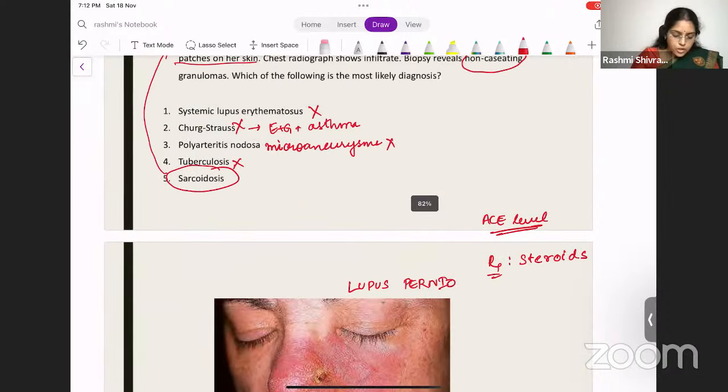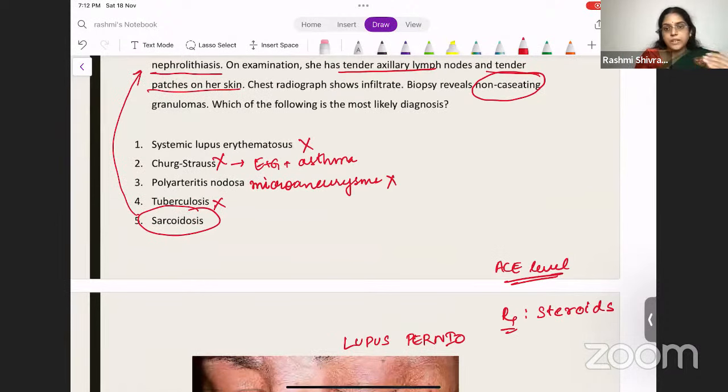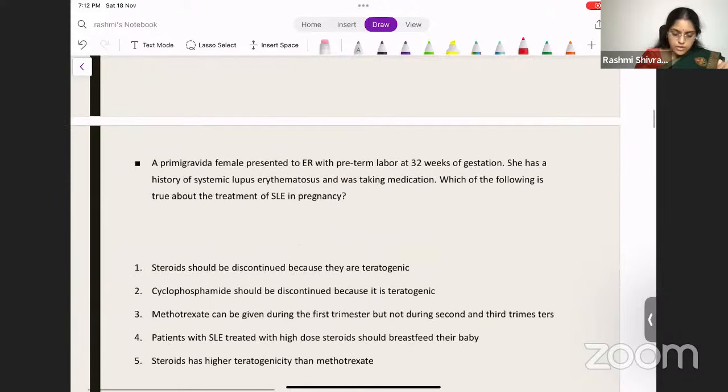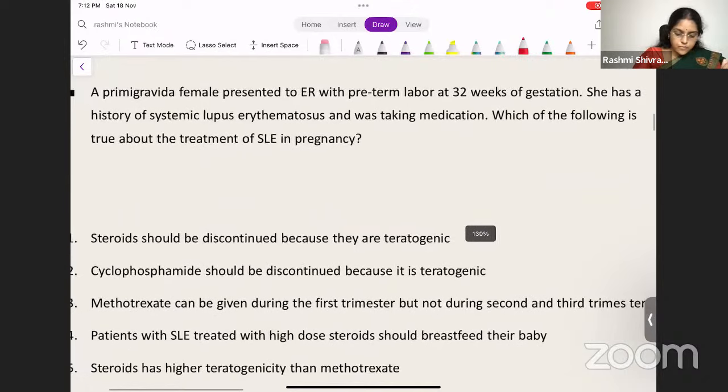Okay. So I hope you are now clear with how we have eliminated the other options and come to the diagnosis of sarcoid, even though you didn't know anything about sarcoid, right? So this is what you should be doing in applying yourself to the question. I hope sarcoidosis is clear at this point. Let's move on to the next question.